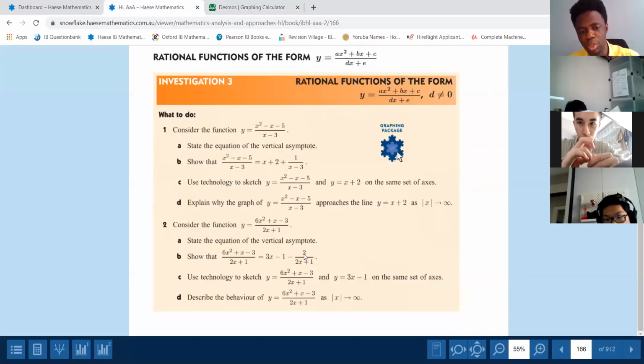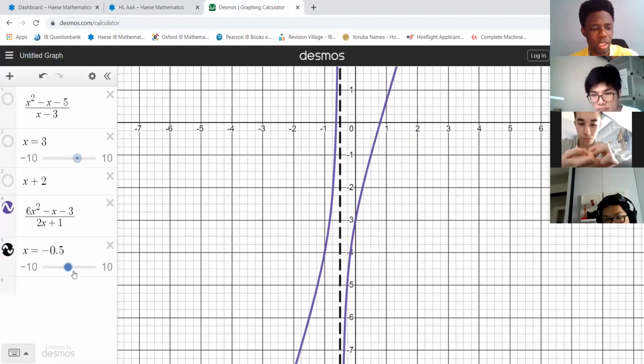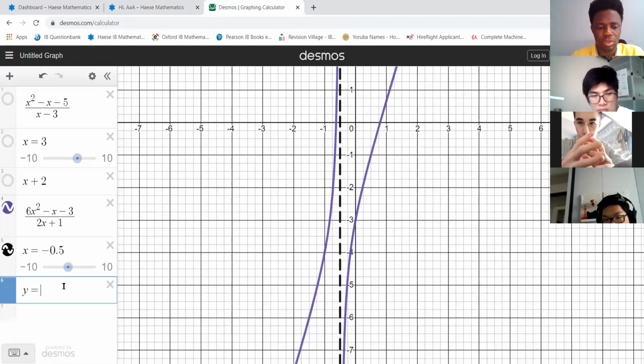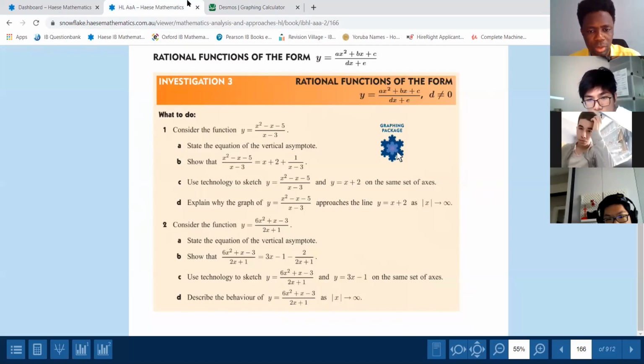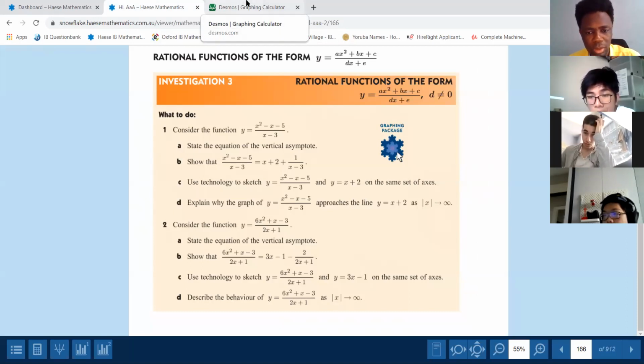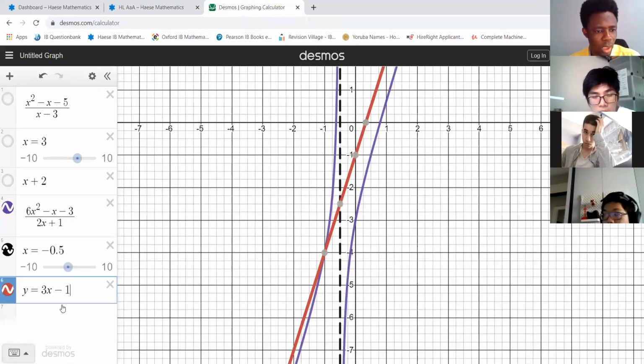Again, we will use division of polynomials to do this. Then let's sketch this one by the side and say y equals 3x minus 1. Is it minus 1 or plus 1? 3x minus 1. Okay, so why does it cross it? Yeah, maybe at infinity, it doesn't touch.